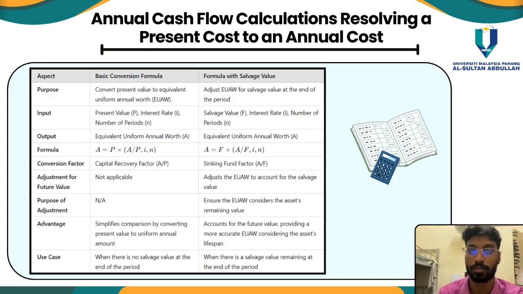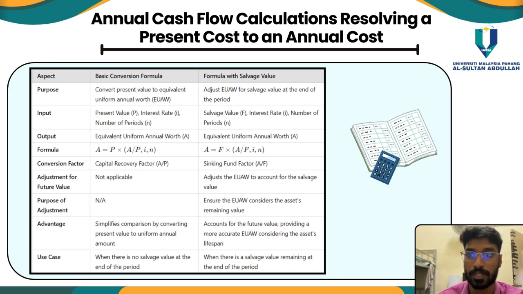Now let's take a look at the annual cash flow calculations, resolving a present cost to an annual cost. One is with salvage value and one is without the salvage value. So first off is the purpose. One is to convert the present value to equivalent uniform annual worth. Another one is to adjust the EUAW for salvage value at the end of the period. The output is the same, which is the equivalent uniform annual rate.